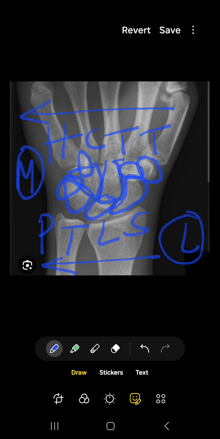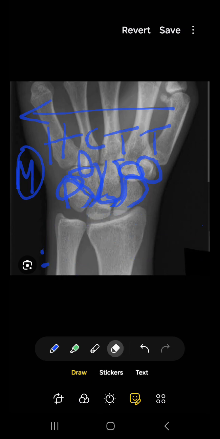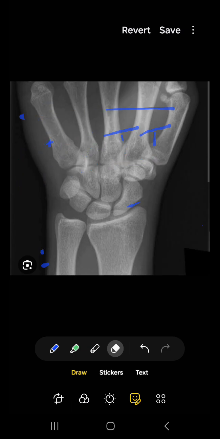So I'll repeat one more time. This is scaphoid, S for scaphoid, L for lunate, T for triquetral, P for pisiform. Proximal row of carpal bone, distal row trapezium, trapezoid, capitate, and hamate. So we saw the carpal bone in the wrist region. All are oriented in normal position.